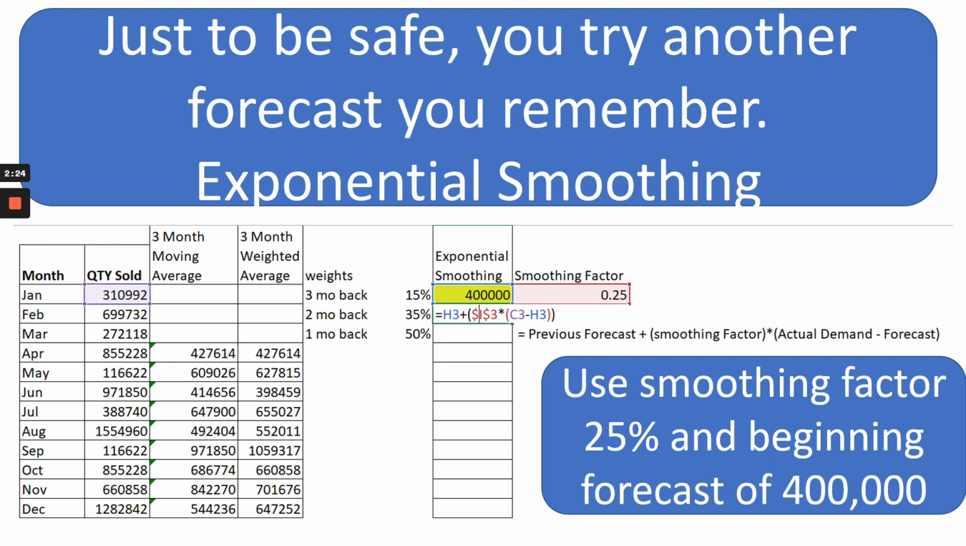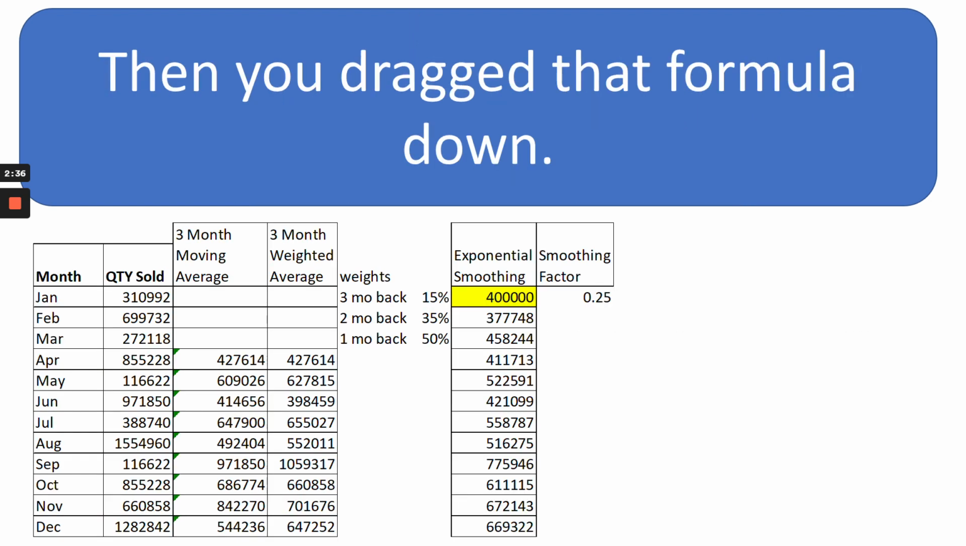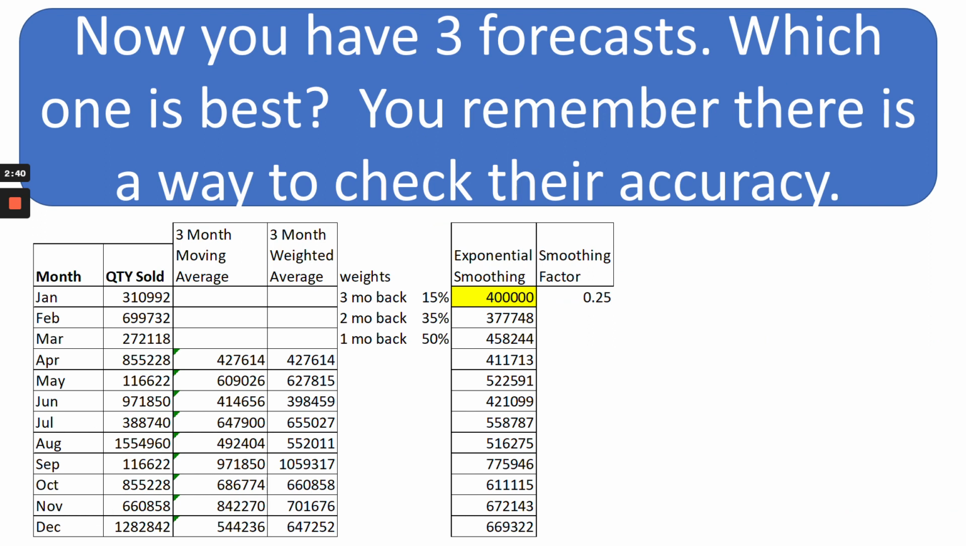Just to be safe, you try another forecast you remember, exponential smoothing. For this, you use a smoothing factor of 25% and a beginning forecast of 400,000 units. You drag that formula down. Now you have 3 forecasts. Which one is best? You remember there's a way to check their accuracy.